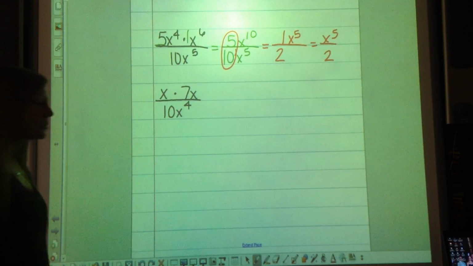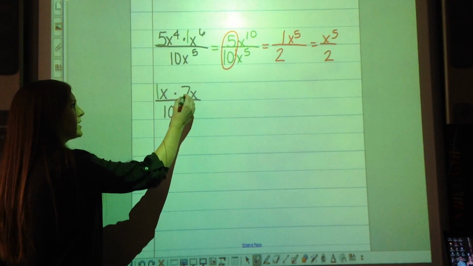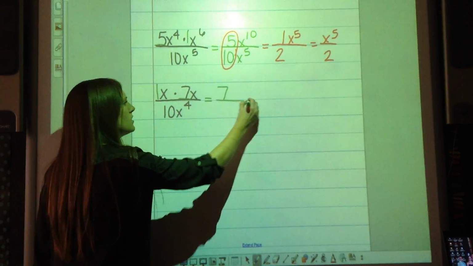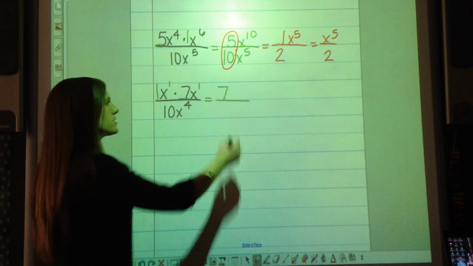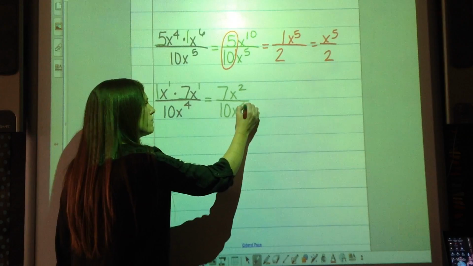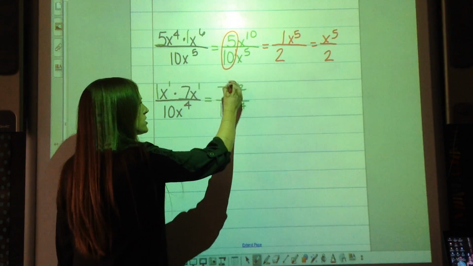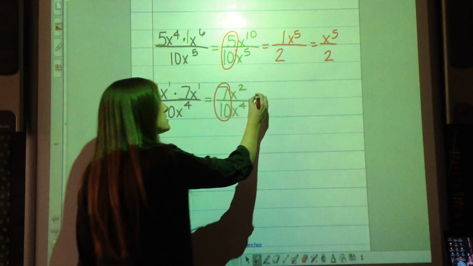So let's simplify the numerator first. I have 1x times 7. 1 times 7 is 7. And here I have x to the 1st times x to the 1st. We add their exponents and we get x squared. The denominator stays the same right now. Now I'm going to work with the division. I'm looking at the fraction out front, and I don't see that they have anything in common, so it's going to stay 7/10.